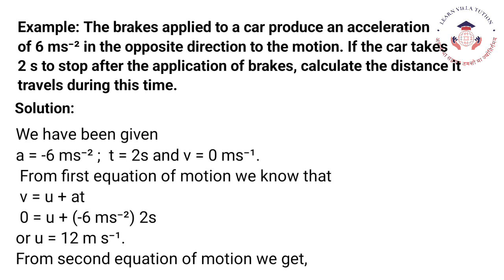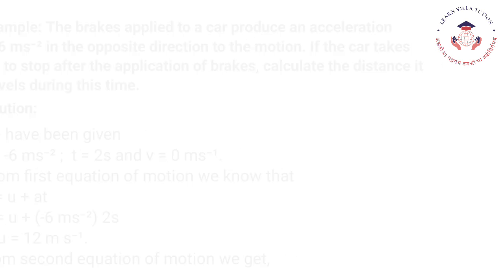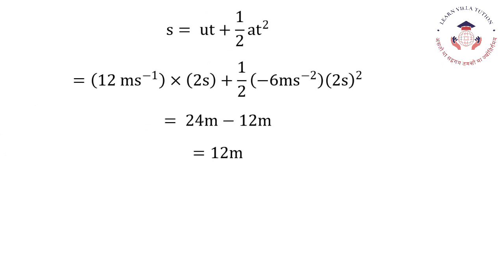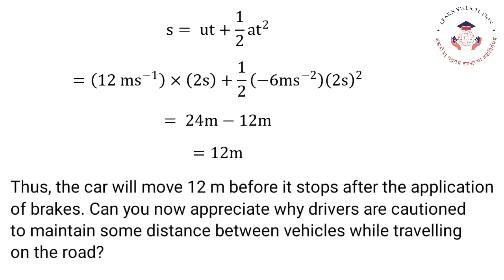From the second equation of motion we get s is equal to ut plus half at square. Putting the values in the equation, s is equal to 12 meter per second into 2 second plus half of minus 6 meter per second square into 2 square second, is equal to 24 meter minus 12 meter. We get 12 meter. Thus, the car will move 12 meter before it stops after the application of brakes.